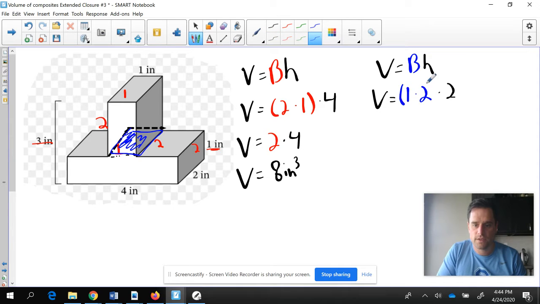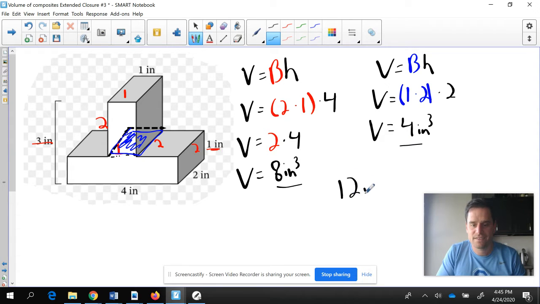And when we solve this, 2 times 1 is 2, times that 2 is going to be 4 inches cubed. And all you have to do is take these two together, 8 plus 4, and that's going to give you the composite volume. Composite volume. You're going to find the volume of both and just add it together.